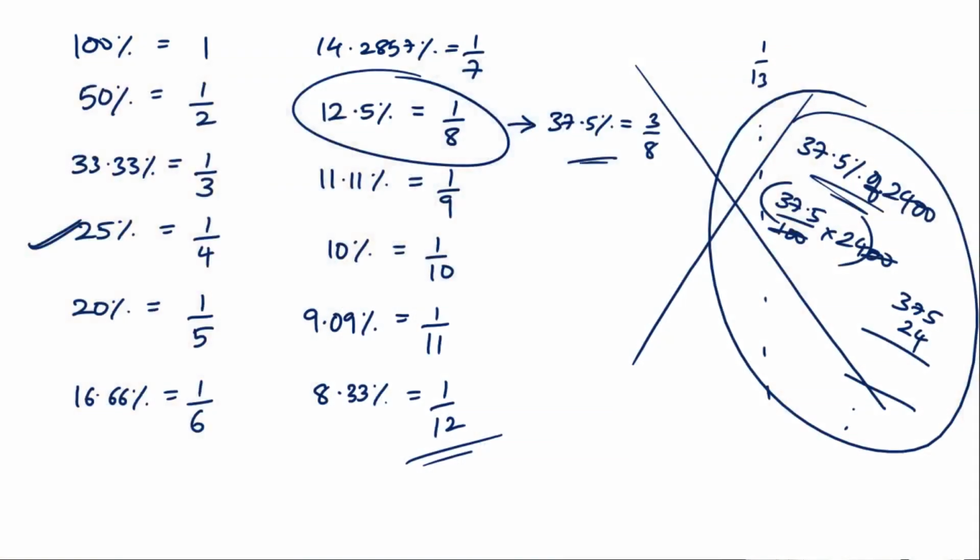This is not the shortcut. Knowing 37.5% equals 3 by 8 is not the shortcut. Being able to apply it is what matters. And that can happen only when you practice thoroughly. Likewise, if I have to extrapolate on the other fractions here.